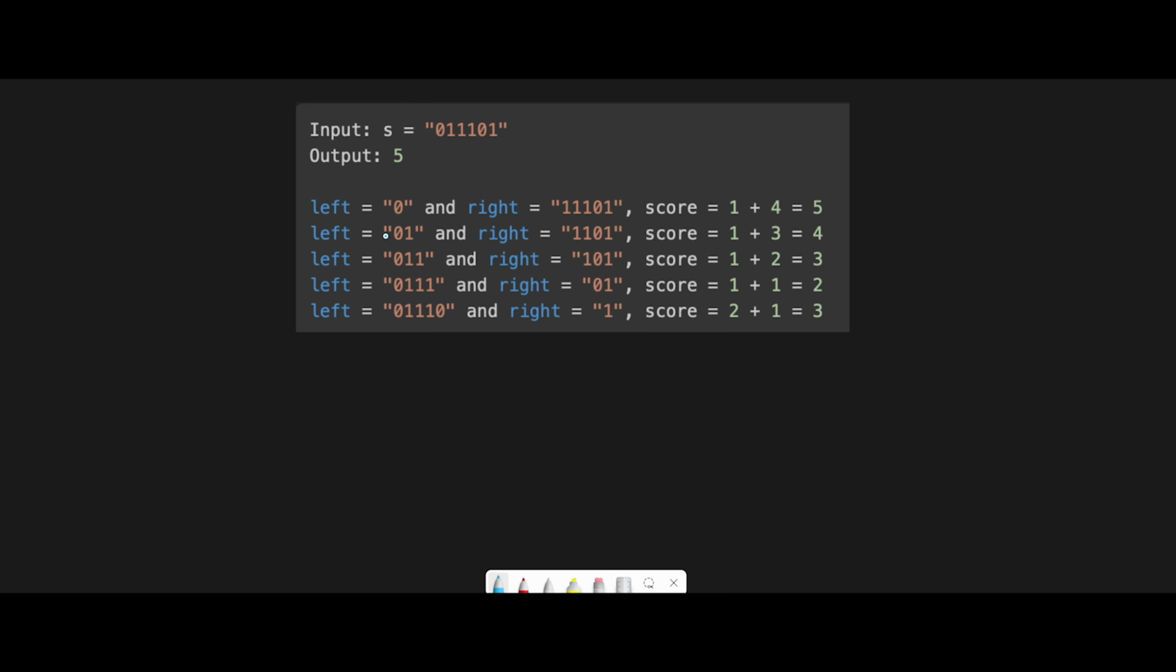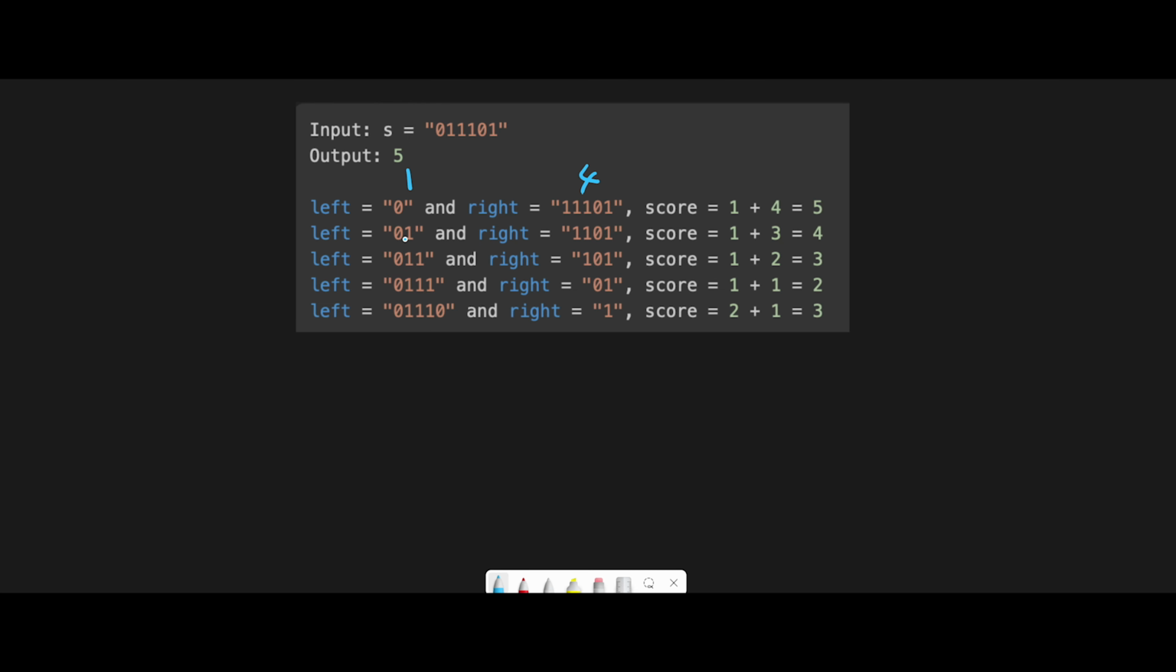Okay, so let's see one by one. And look at the first case. We will get 1 point from this left substring, because we have only one 0. And in this case, we will get 4 points from the right side because we have four 1s on the right side. And the total is 1 plus 4 is 5. So this is like a max score among all possible substring patterns, right? And so let's compare the second case and later.